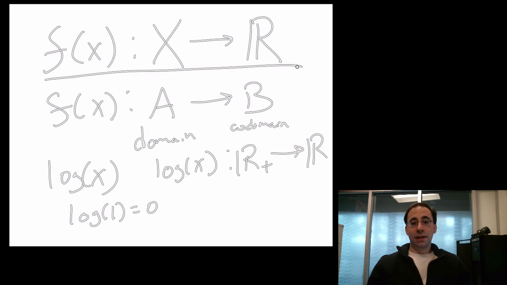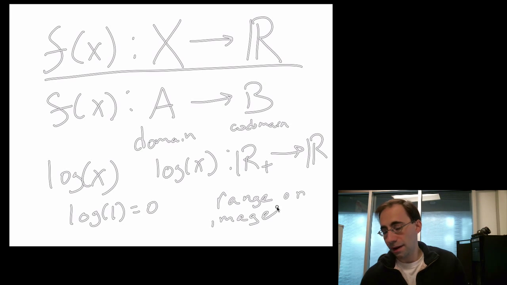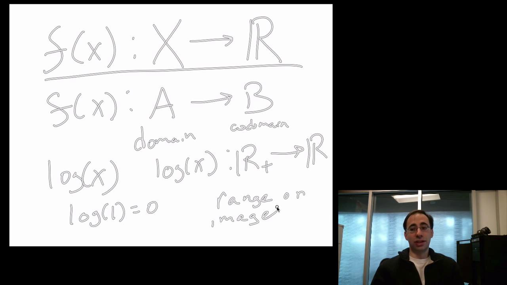The function must be defined over every element in the domain, and only those elements. The function does not need to produce every element in the codomain. It can produce only some of them. When the function only produces some elements, we call the elements that are produced by the function the range, or the image of the function. The range or the image, these are equivalent here.